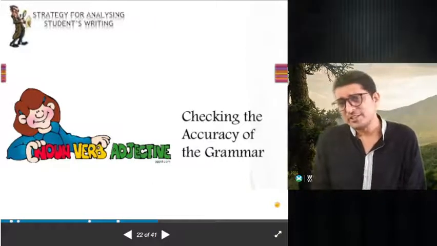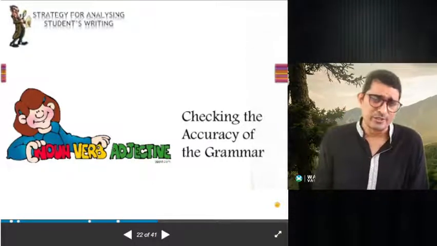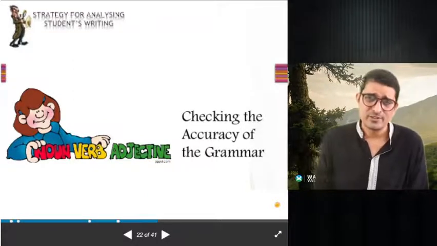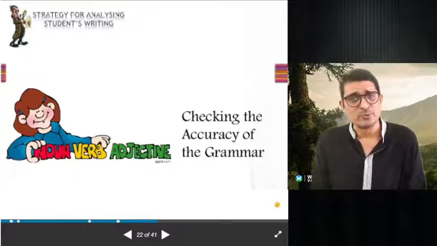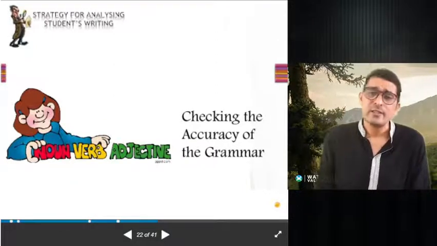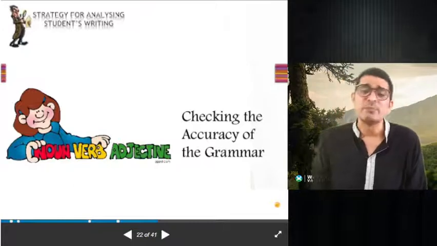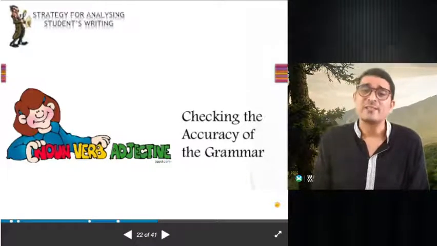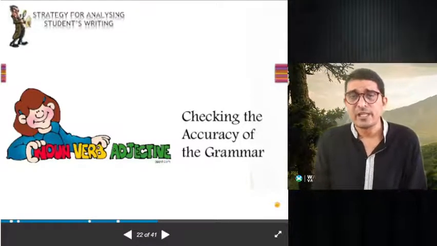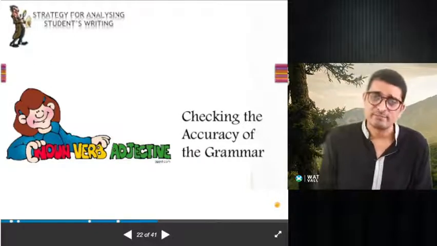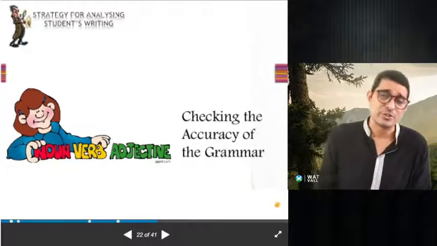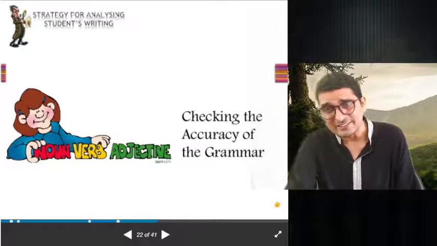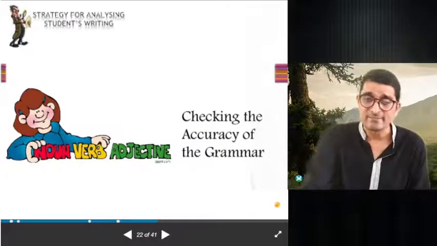So as teachers, when you value the written pieces of your students, you should look at the grammar too. You should look whether he or she was able to give accurate grammar. Otherwise, you will correct it. Most people are not able to write in a foreign language just because they haven't got the correct grammatical patterns.